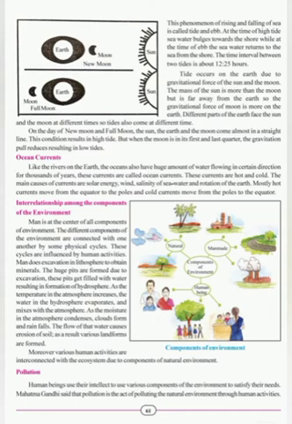Interrelationship among the components of the environment. Man is at the center of all components of the environment. The different components of the environment are connected with one another by some physical cycles. These cycles are influenced by human activities. Man does excavation in the lithosphere to obtain minerals. Huge pits are formed due to excavation.